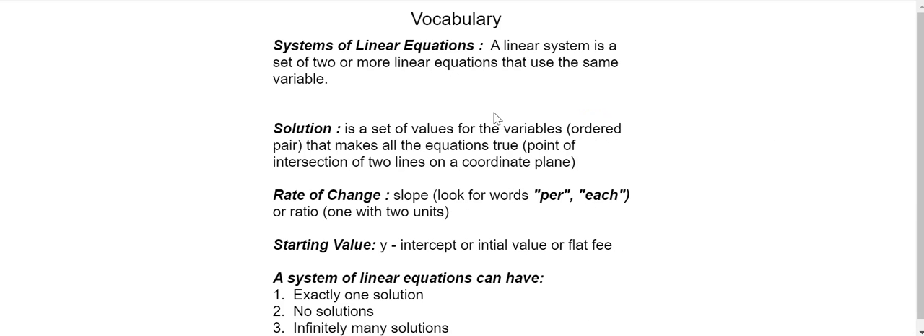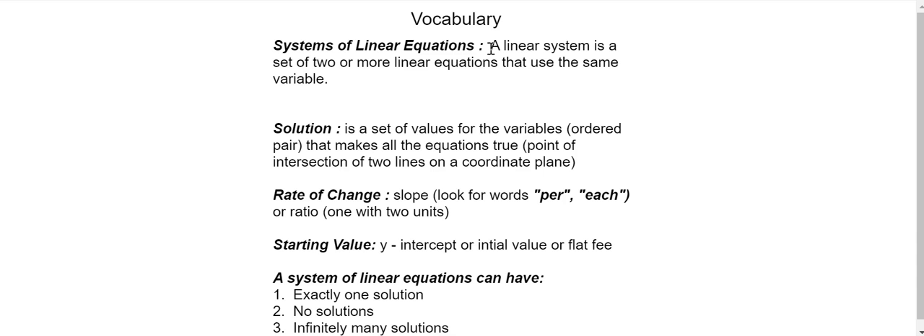What is a linear system? A linear system consists of two or more equations. For systems of linear equations, a linear system is a set of two or more linear equations that use the same variable. A solution is a set of values for the variables, or a pair, that makes all the equations true at the point of intersection on a graph.